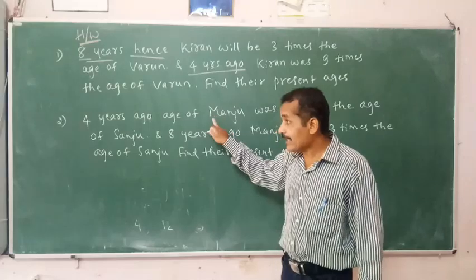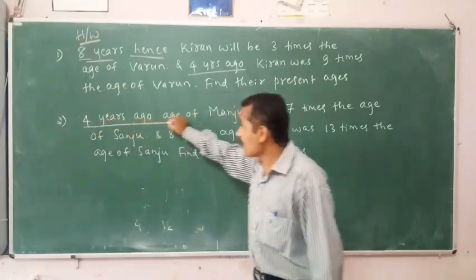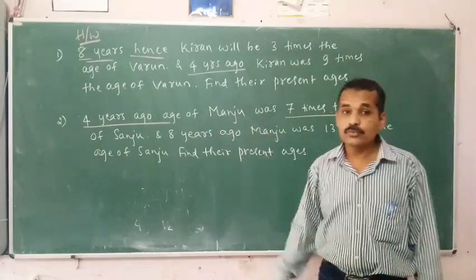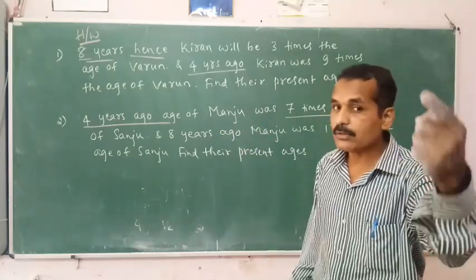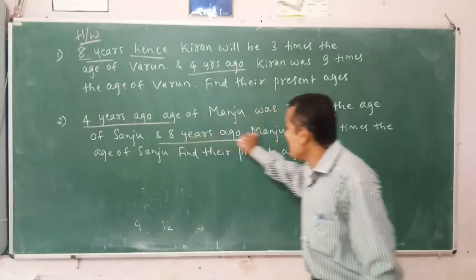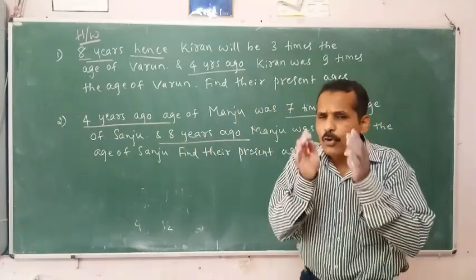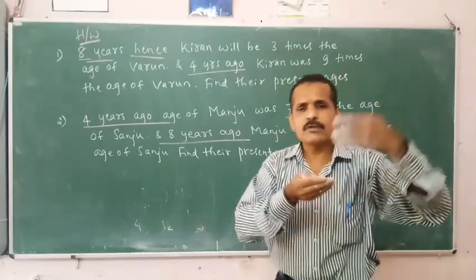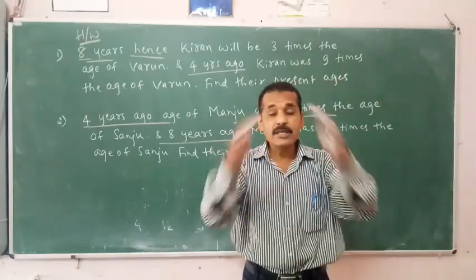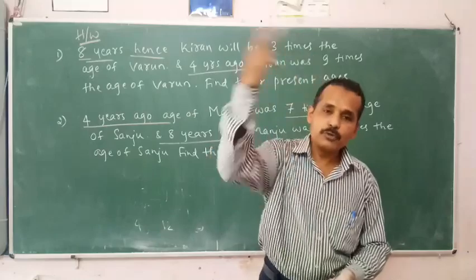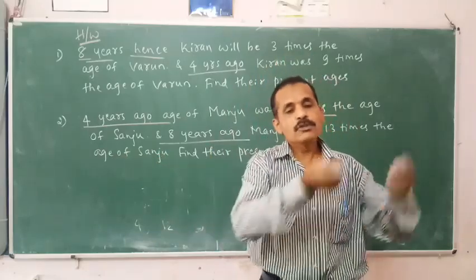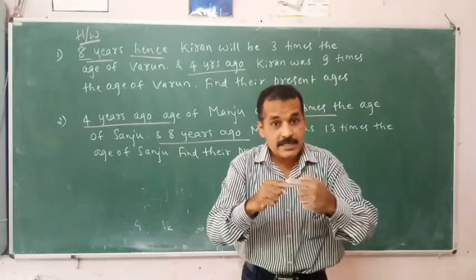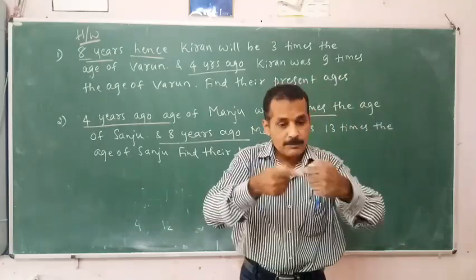Whereas if I come to the second question, 4 years ago, Manju was 7 times the age of Sanju. One story of 4 years ago, and 8 years ago, that means both the stories of the past. It is not necessary that one should be future and one should be past. The problem can be given any way: both future conditions, both past conditions, one future and one past, one present and one future, or one present.